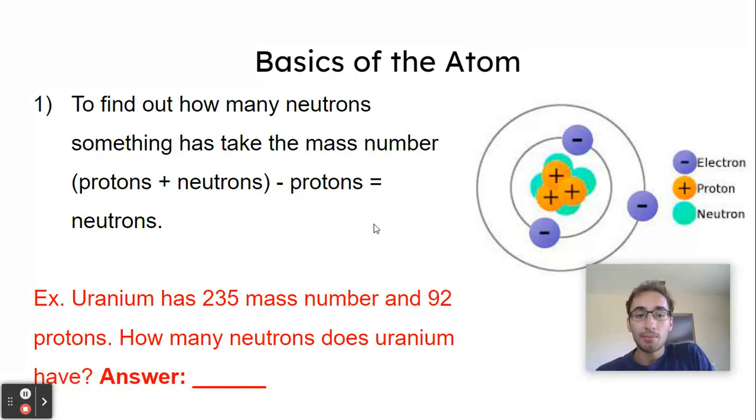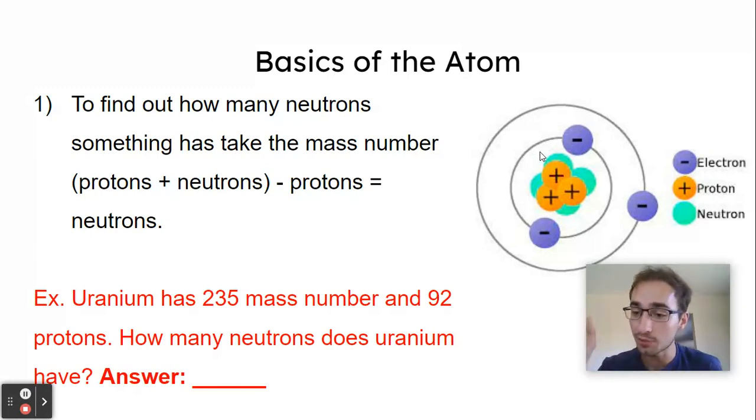To find out how many neutrons something has, take the mass number. The mass number is protons plus neutrons, and then you subtract the amount of protons from it. So if the mass number is 7, you subtract the 3 protons, and then you get 4 neutrons. Now once you try it, you'll probably need a calculator for this one.